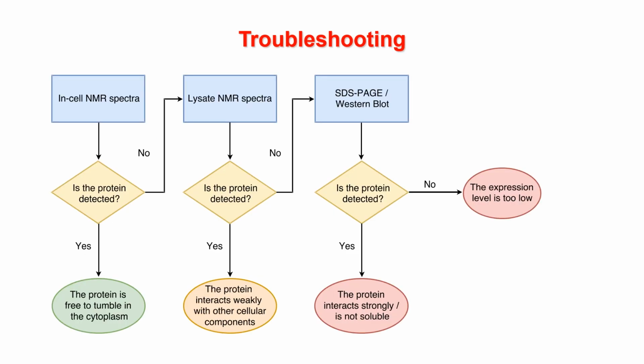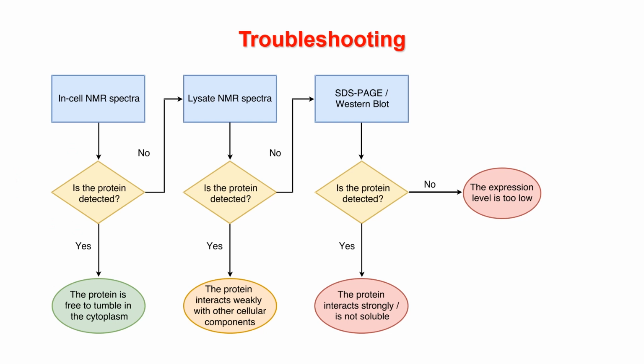And now this is a slide to explain the workflow that we normally apply when we perform in-cell NMR on a protein that we never observed before. So first, we should check the expression level by SDS-PAGE on some other control samples. Then suppose that we have good expression. We perform the in-cell NMR experiment. Do we detect the protein?